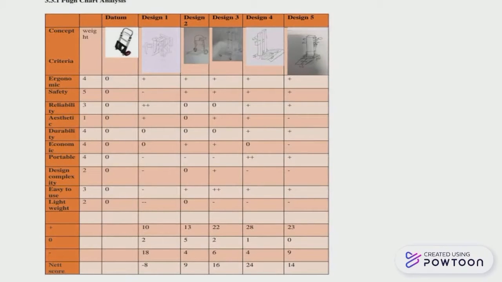And this is the Pugh chart analysis. Based on this analysis, we can conclude the best design for our project, which is design 4. It is because design 4 has the highest net score, which is 24, and the most portable compared to the other designs. However, the lightweight is negative, but the design still can be improved.